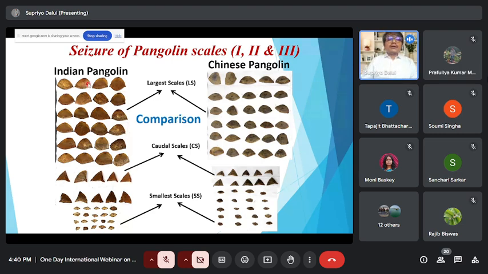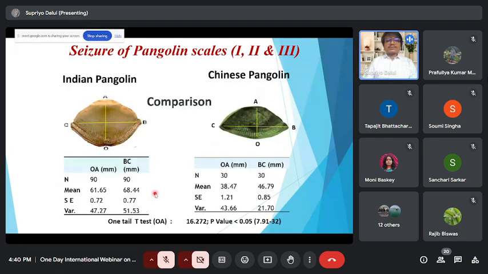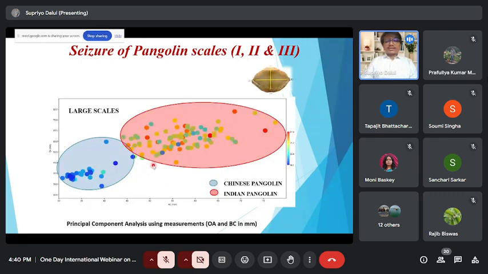Roughly, three types of scales are found on a pangolin's body: the largest scales, then the caudal scales which are shaped like this, and then the smallest scales which are towards the tail. So we divide the scales into these three categories, and then we do some morphometric measurements. We measure length and width from every scale of the Indian and Chinese pangolin, and we found that there are some differences in their measurements, and it can be seen properly in the PCA analysis and clustering analysis.